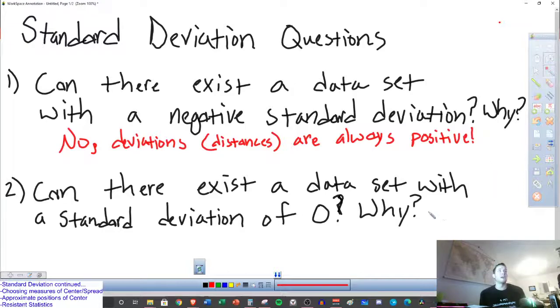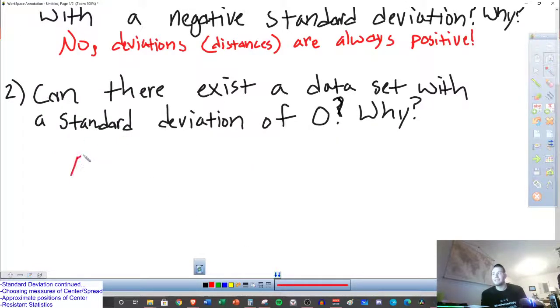Okay, so that's the answer to that. So write that in your notes, and hopefully you put no. You may not have had this reason, but hopefully that makes sense. Like if we're picturing the distances in our head from the mean, that's what we're thinking, okay? All right, next, number 2. Can there exist a data set with a standard deviation of 0? So, is this possible? Yes, it is, okay? Yes, but there's only one specific condition.